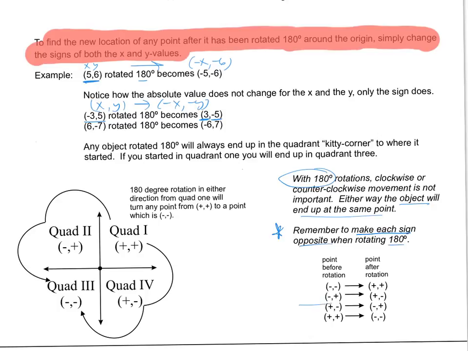So if we look at this here, the point before rotation, x and y are the opposite after rotation. So if I have a negative x and a positive y, after rotation I'll have a positive x and a negative y. Again, the rule is you are changing the sign of x and y when you do a 180 degree rotation.